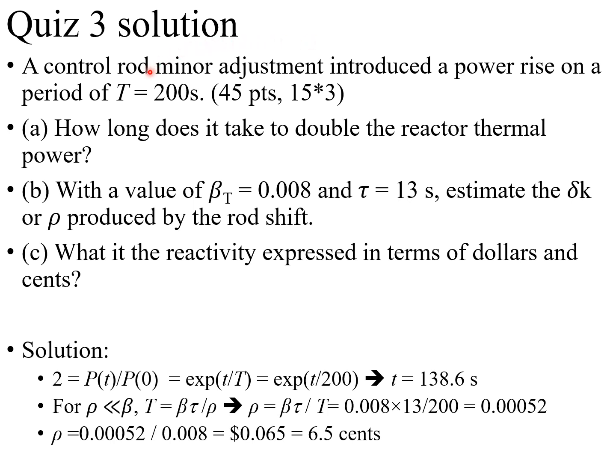The first problem is based on the time-dependent reactor behavior. A control rod adjustment introduces a power rise on a period of T equal to 200 seconds. How long does it take to double the reactor's thermal power?